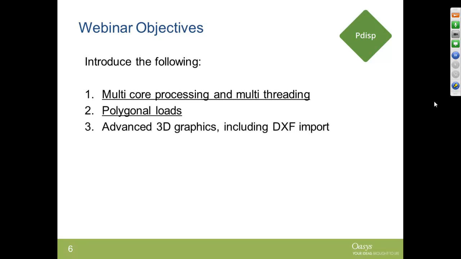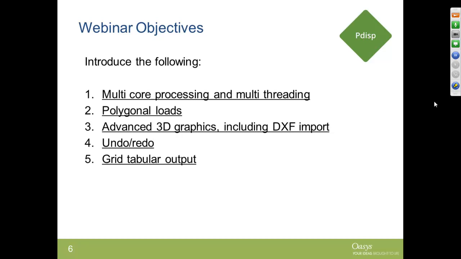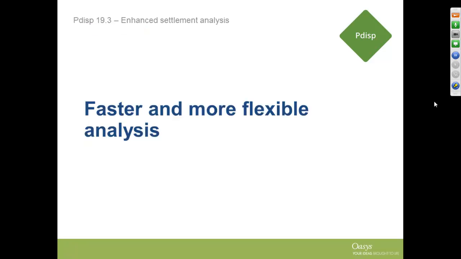We've got advanced 3D graphics, including the DXF import. So now, for example, when you look at your settlement outputs, you can look at it in relation to a DXF showing the buildings and surrounding areas. So it's quite good for assessment purposes. You can also look at stress contours in 3D. There's an undo redo feature, and also a grid tabular output. I'm going to go into the program and show you these features, but the grid tabular output allows you to copy and paste more easily from the tabular output into programs like Excel. So without further ado, let's have a look at how Pdisp 19.3 is faster and more flexible.